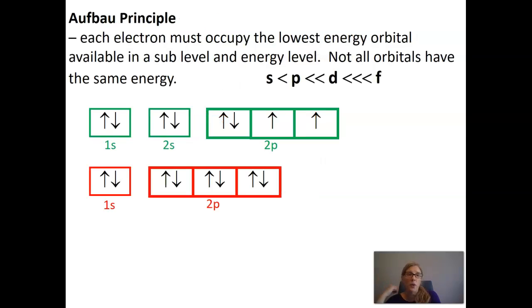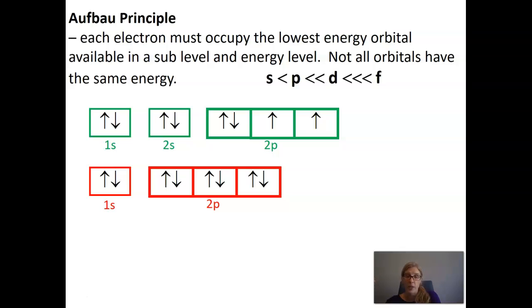And the third rule is called the Aufbau principle. And this has to do with the order in which the sublevels and the orbitals fill in. And it's always going to go to the lowest energy first, the lowest available sublevel and energy first.